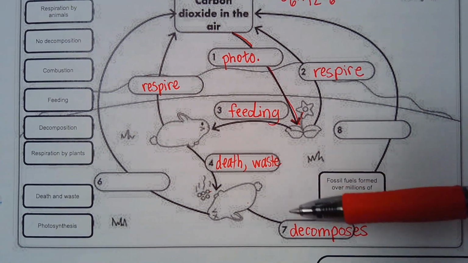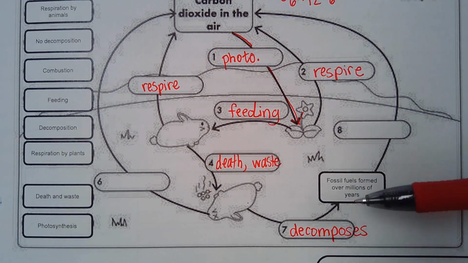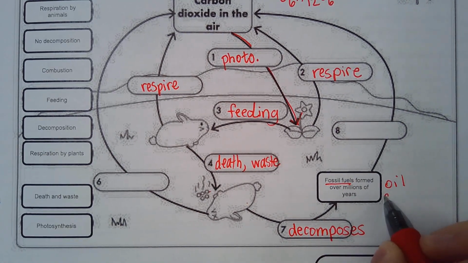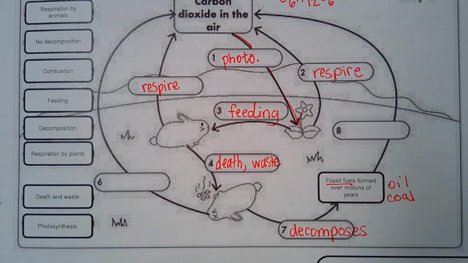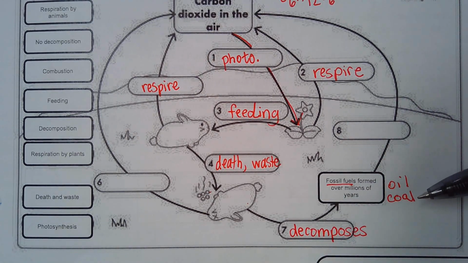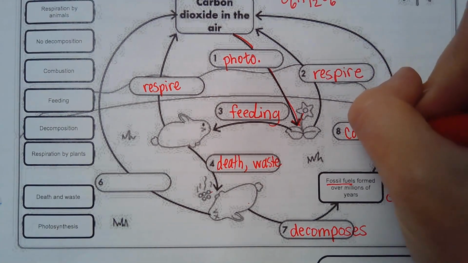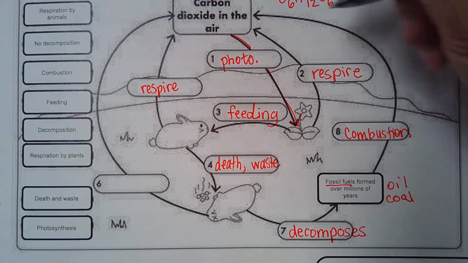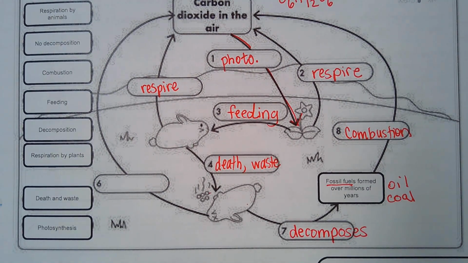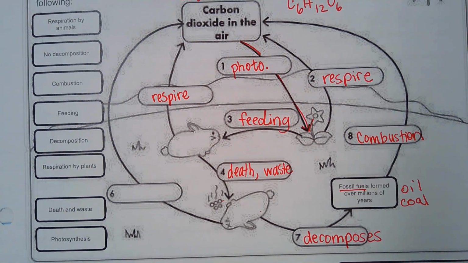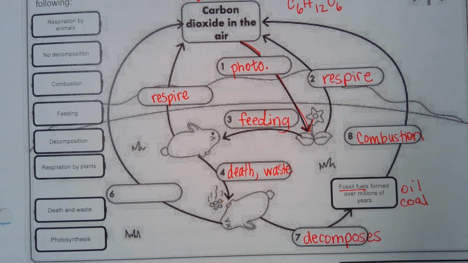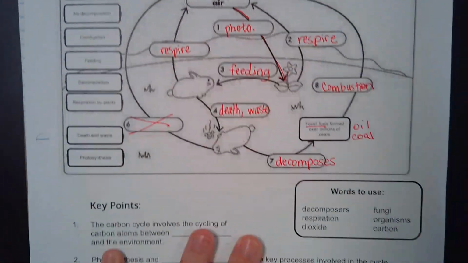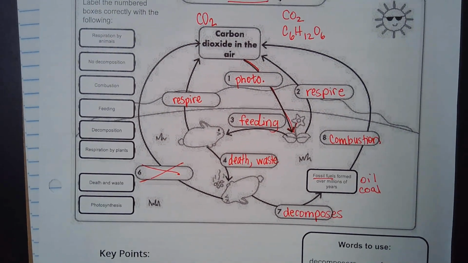Right? So if that rabbit decomposes, over millions of years, it's going to turn into fossil fuels like oil and coal. When people burn those things, those fossil fuels, that's known as combustion. And that releases CO2 into the air again. And we're going to exit this out because I don't know why that's there. So if you're missing anything from here, go ahead and fill that out.